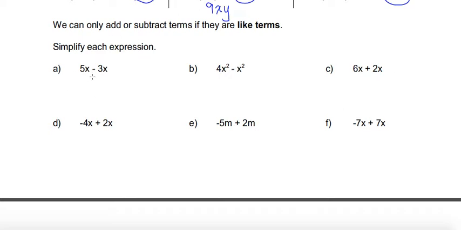So I have 5x minus 3x. These are like terms, they both have an x, and 5 take away 3 is 2, so I have 2x.